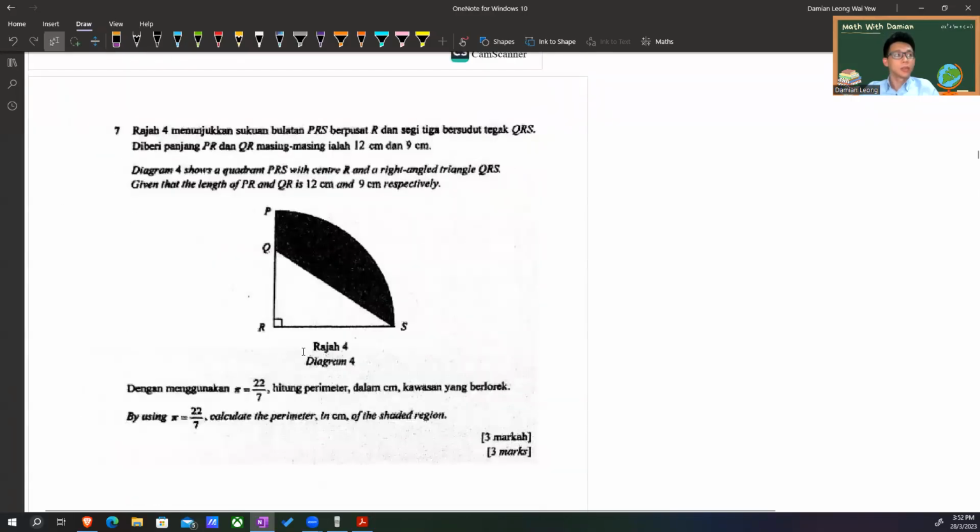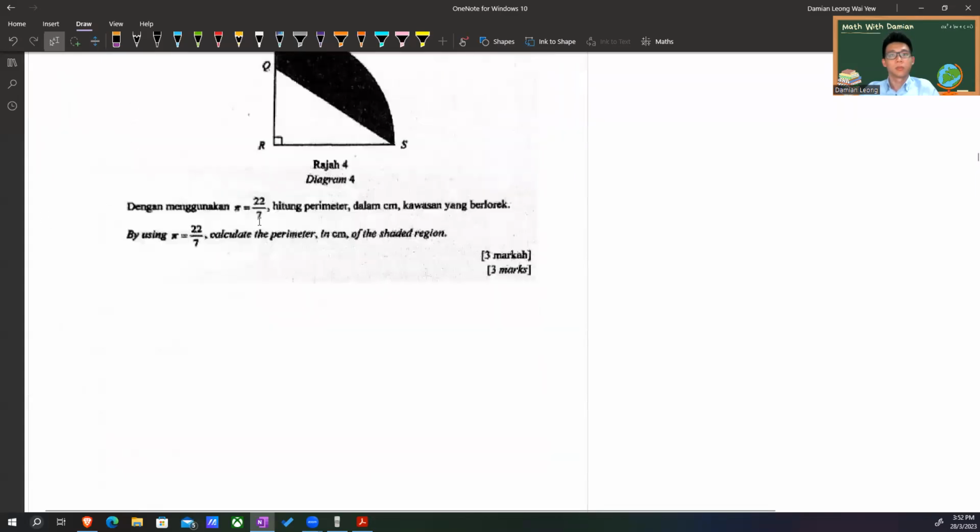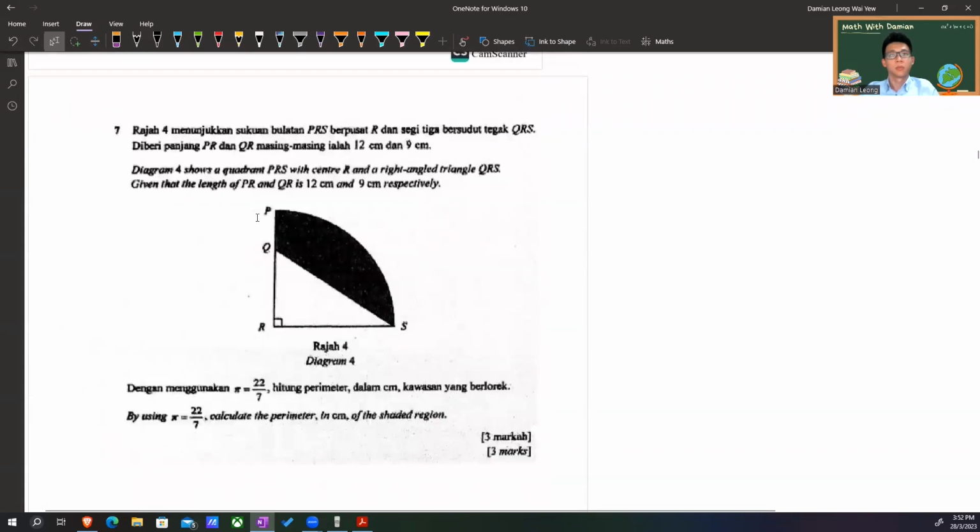Okay. Then question 7. Given that length of PR and QR is 12 cm and 9 cm respectively. So it means this is 9 cm from Q to R. PR is same as RS. So this is 12 cm.